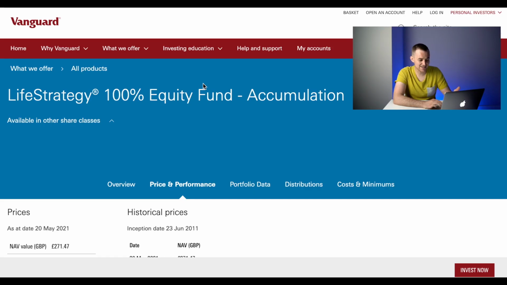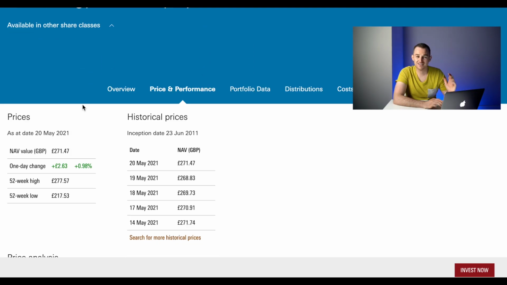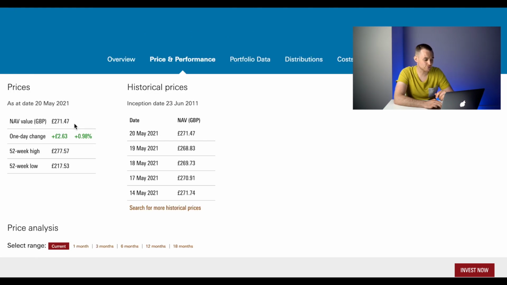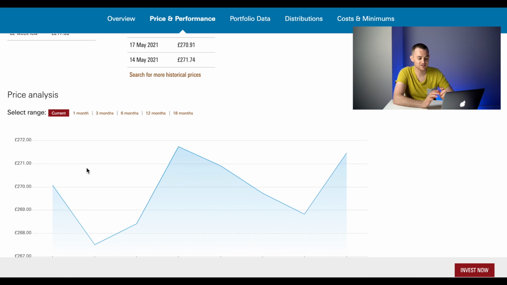Next up, we're going to hit the price and performance tab. So this is going to give us a little bit more information about the fund. We've already gone through the NAV price. We've already spoken about the one-day change. You can see the 52-week high of this fund is £277.57. You can see the 52-week low of this fund is £217.53. Now, if we scroll down even more, you're going to start seeing some graphs.